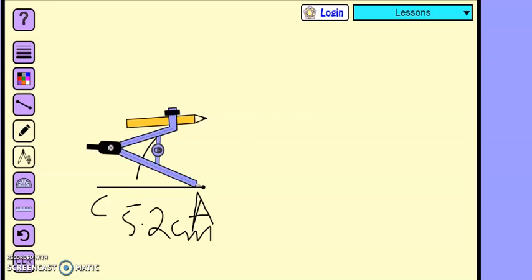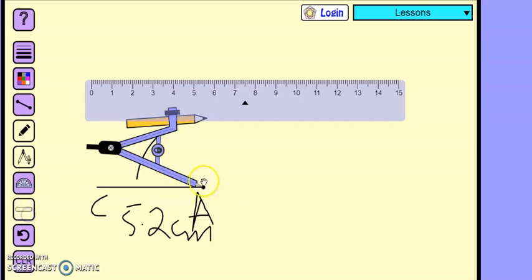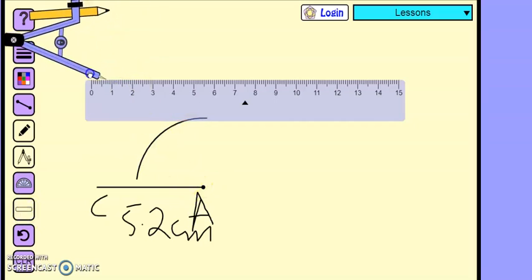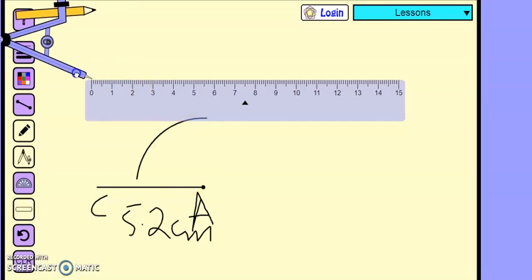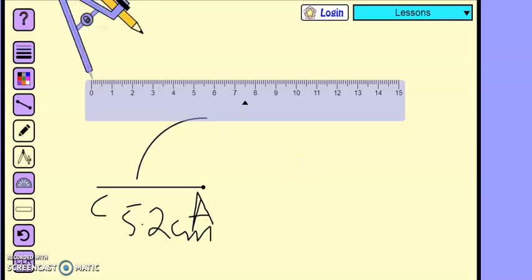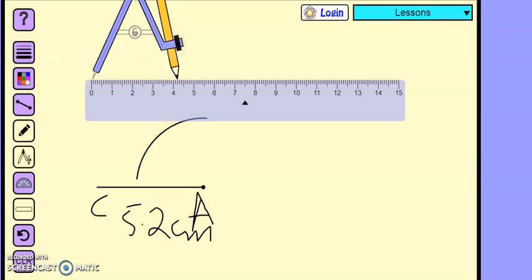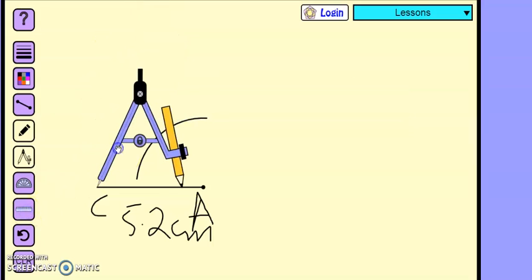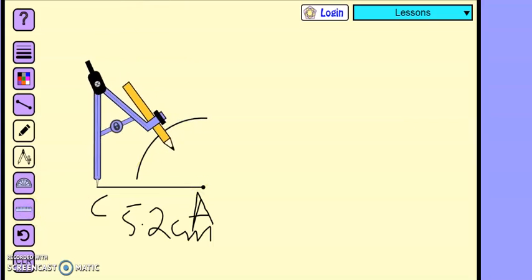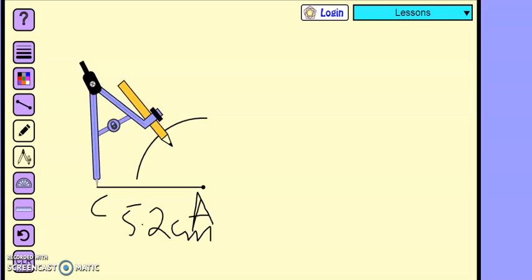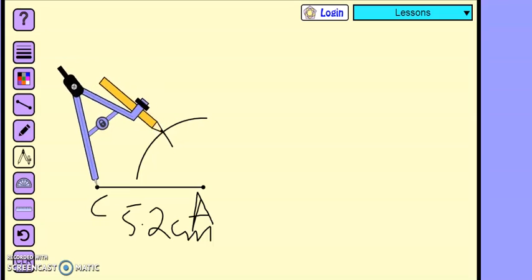Okay, and the third measurement is of BC, that is of 4.2 centimeter. Again using your ruler, placing your compass needle starting from point 0, and you will open your compass of radius 4.2 centimeter like this. This is 4.2 centimeter. Okay, so again you will place your compass needle at point C, and you will intersect your first arc like this.